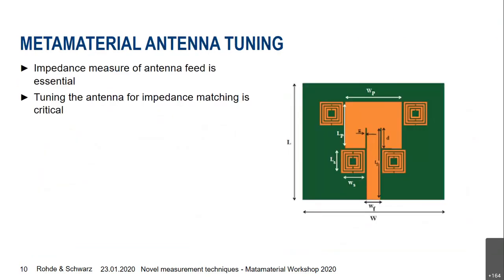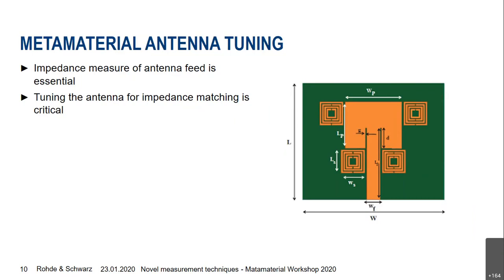Metamaterial antennas, or any antenna for that matter, definitely have to go through some tuning. So for antenna tuning, impedance measurements of the antenna feed are essential. Especially if the feed is surrounded by SRRs, we need to make sure that, in spite of this, we can see how much improvement this has made in terms of the tuning.